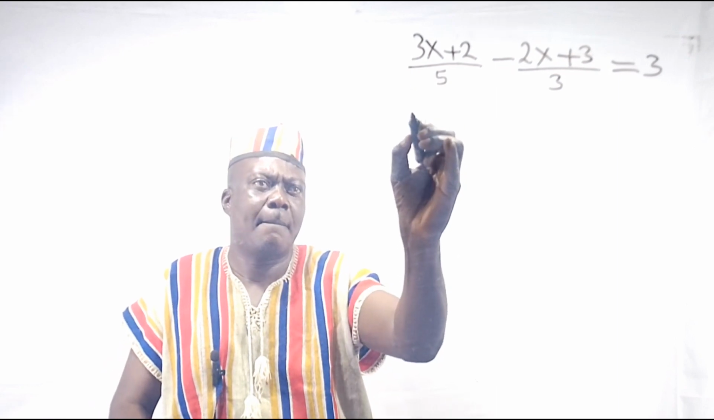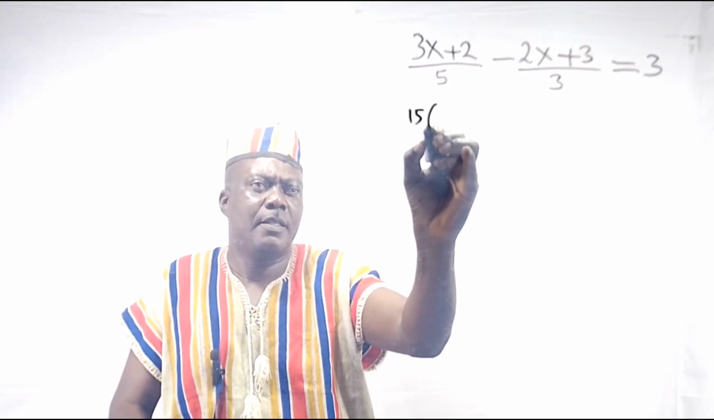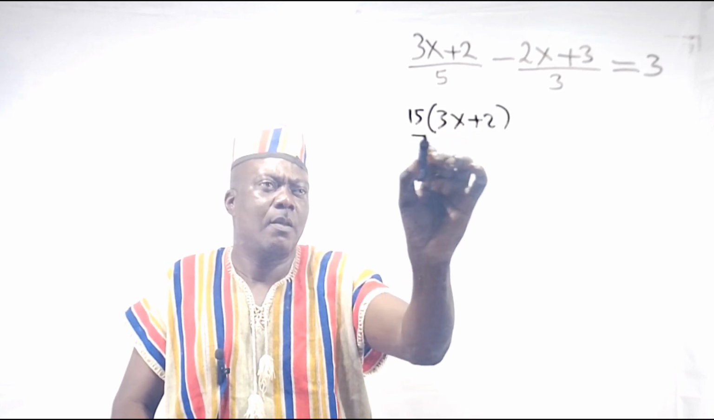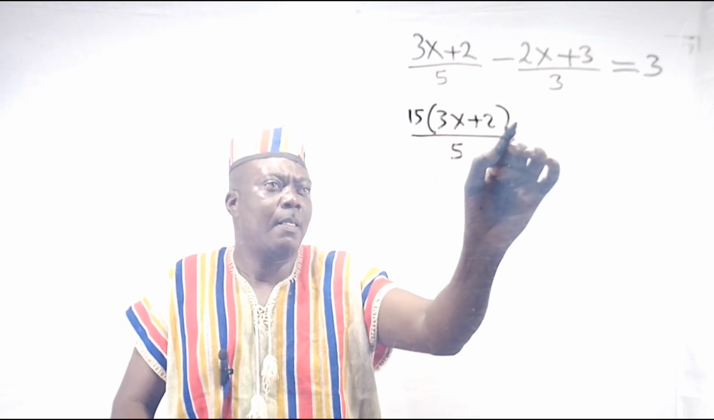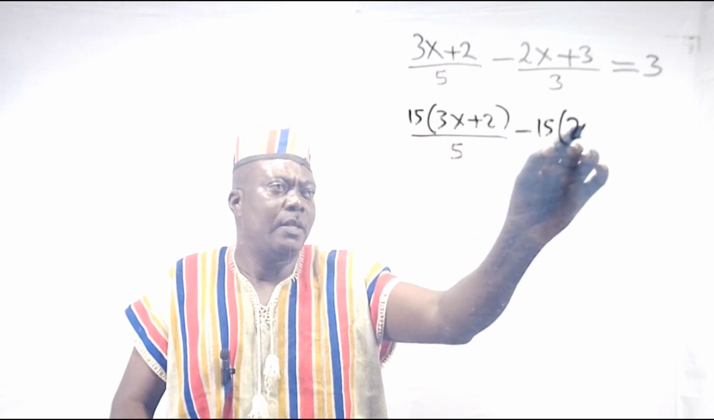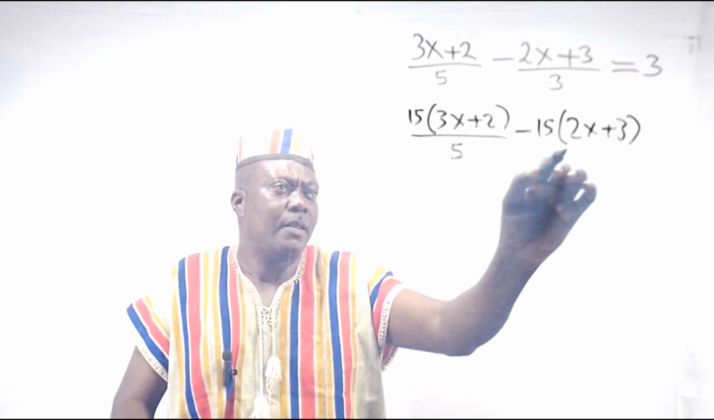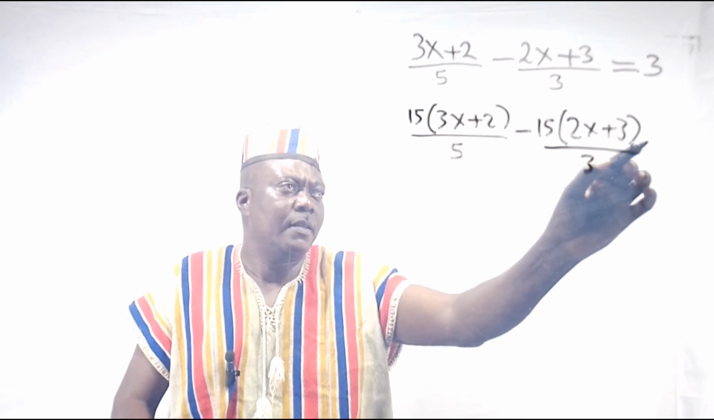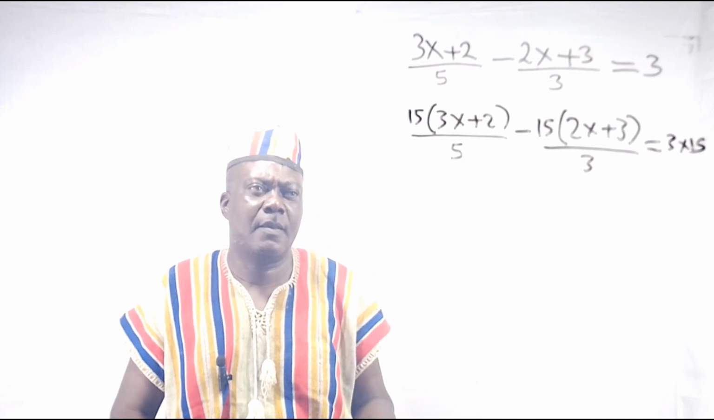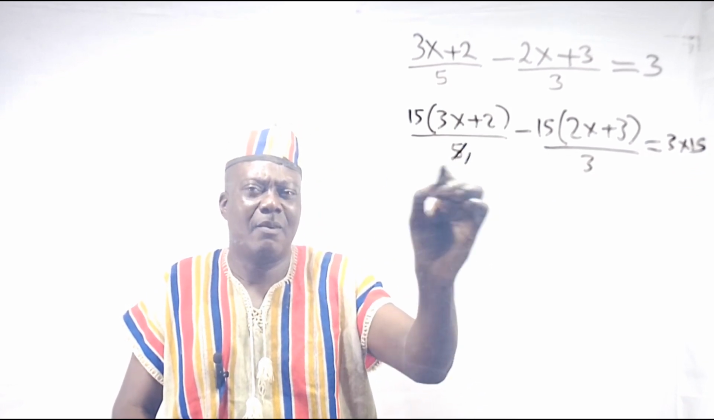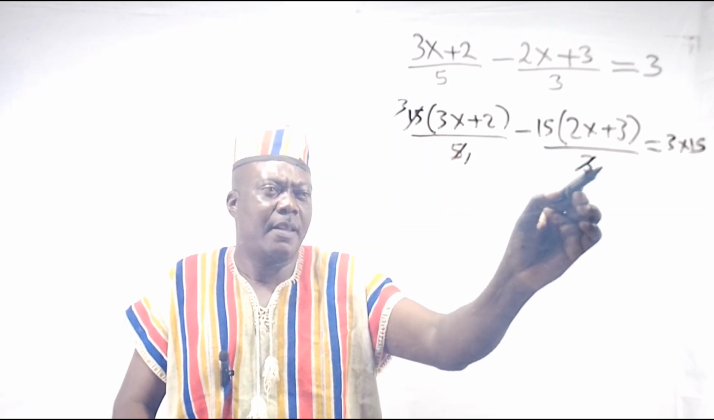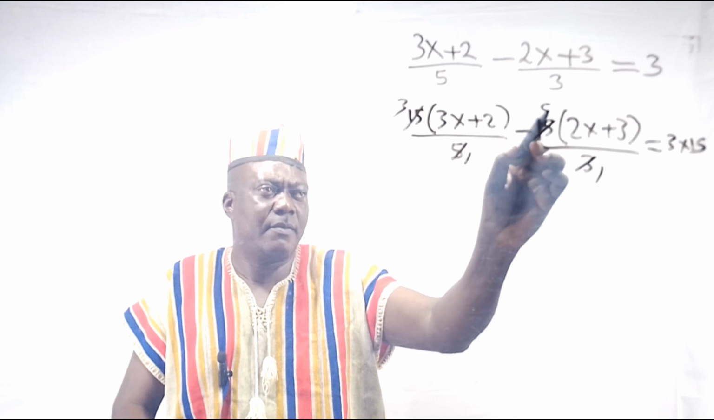So you get 15 into (3x plus 2) all over 5, minus 15 into (2x plus 3) all over 3, equals 3 times 15. So 3 here, 5 here, 1. 5 into 15 is 3. And 3 here, 1. 3 into 15 is 5.